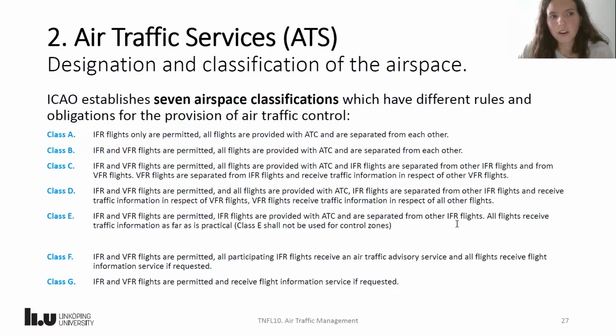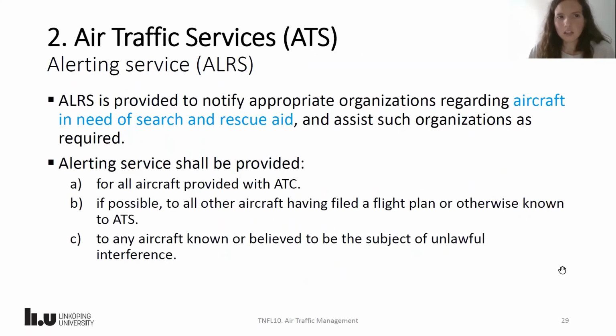And as we saw here in the airspace classifications, different airspace classes will have the flight information service, but some of them will not have it if it's not requested, but it's available there. So let's talk a little bit about the alerting service. The objective of the alerting service is to notify the appropriate organization regarding the aircraft that need search and rescue, basically.